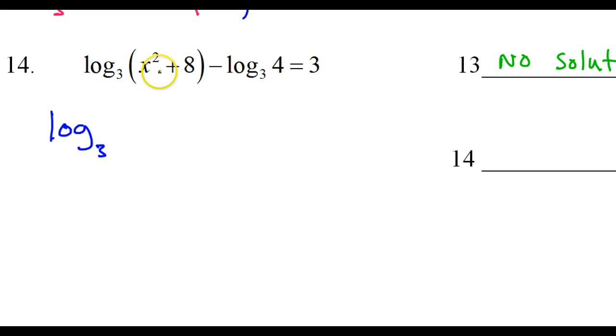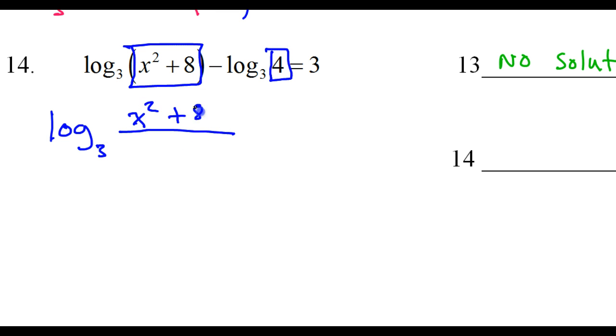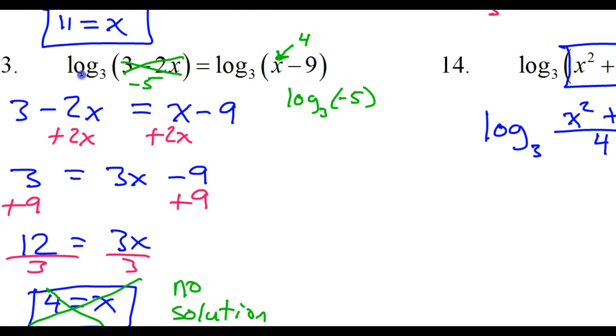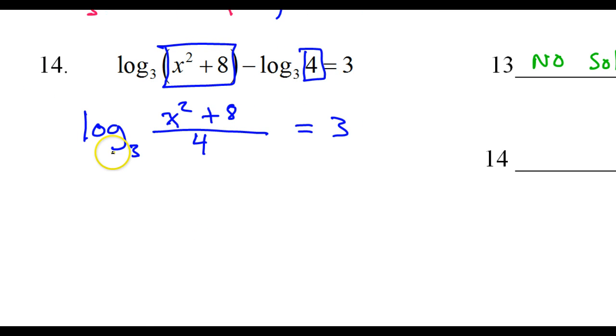Okay, log base 3. And then I'll just do the log base 3 of this over this. So that'll be x squared plus 8 over 4. That's all I've done so far: condense this subtraction into a quotient. Now, I don't have logs on both sides like I did on the last problem, where I had log base 3, log base 3. I could just set those two parts equal to each other. Here I just have a log on one side.